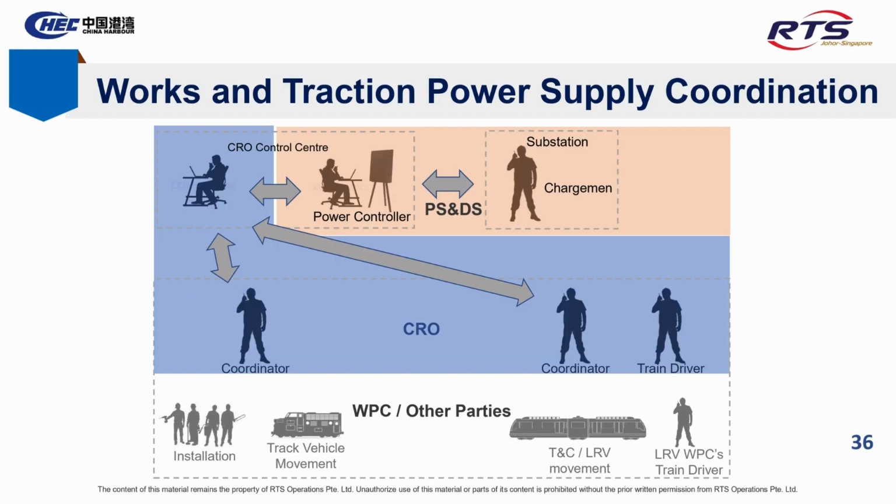Slide 36, Works and Traction Power Supply Coordination. This diagram shows how coordination is managed between CRO, the power controller, and substation chargemen. Power shutdown and energization are communicated via the Power Supply and Distribution System, or PS and DS. All WPCs must liaise with the CRO coordinator to ensure safe traction power management before any work or LRV movement.